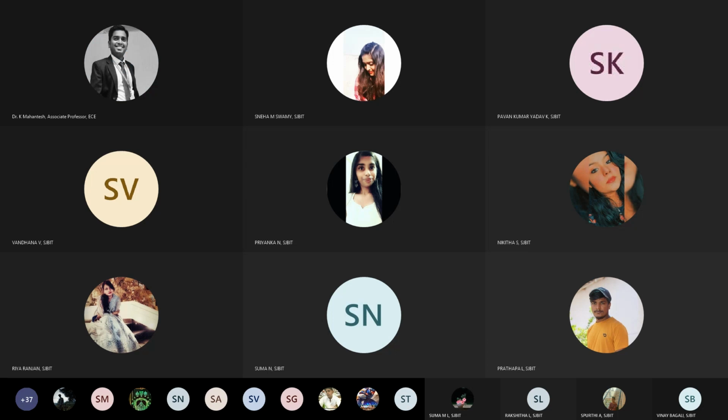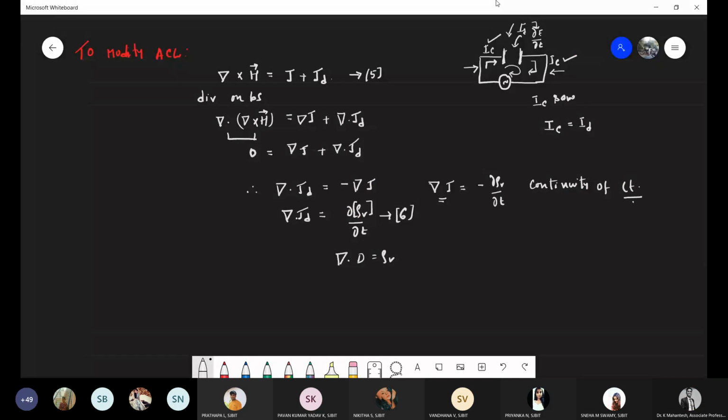Can I say IC is equal to ID? Yes, sir. So the conduction current is equal to the displacement current, and I'm trying to get this term in your modified Ampere circuital law. So I'll replace this rho v by del dot D. This is Maxwell's first equation. So del dot JD is equal to del dot dou D by dou t.